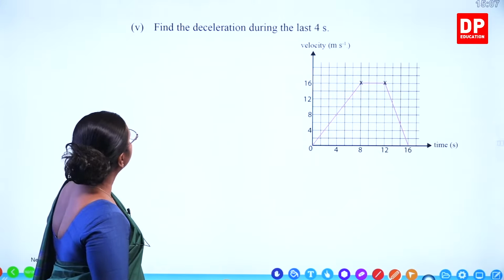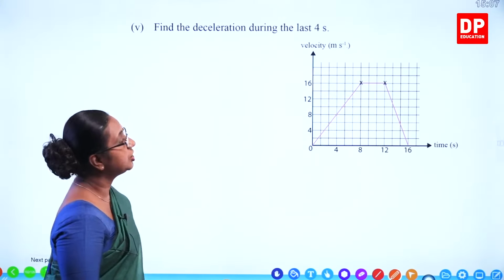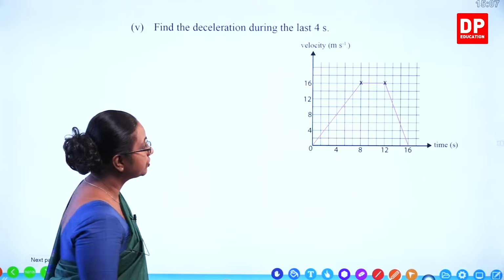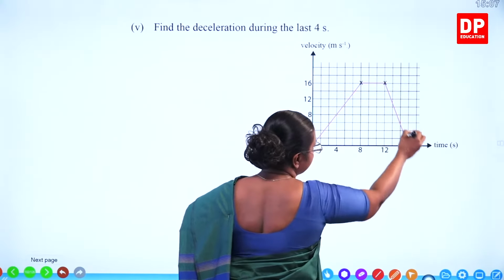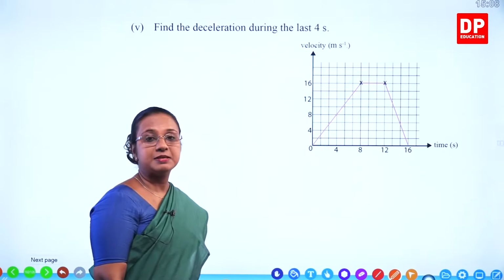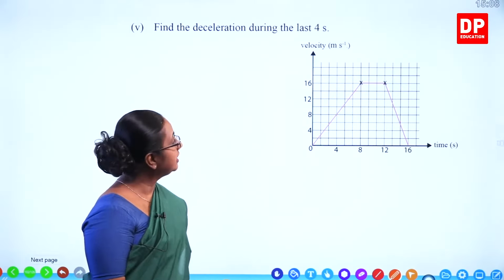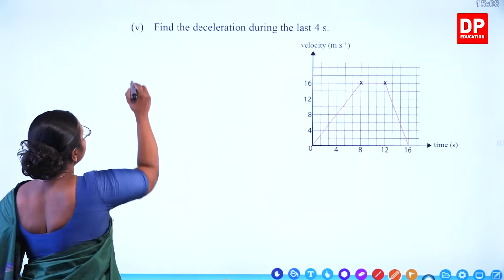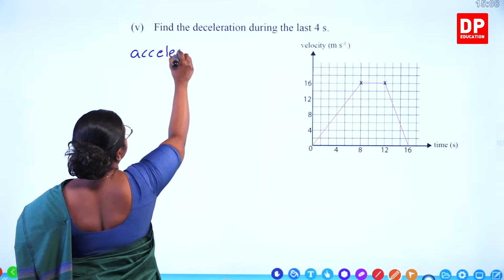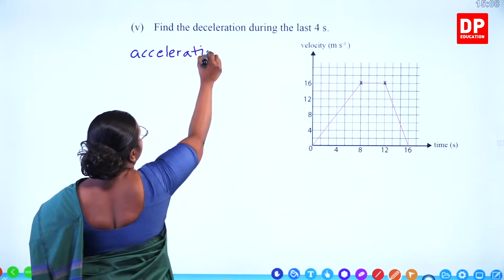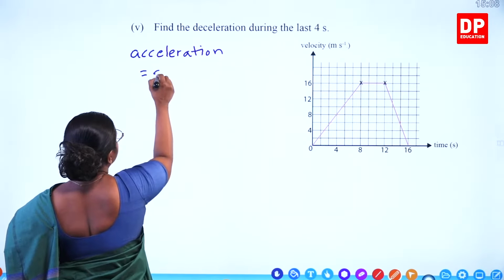Next one is to find the deceleration during the last 4 seconds. So here you can see this part where you have the negative slope is the part where the object decelerates. So again we have to write it as acceleration equals gradient.